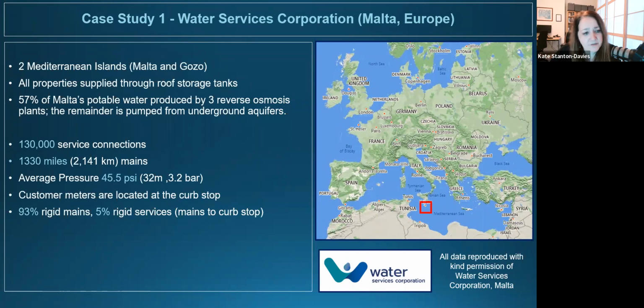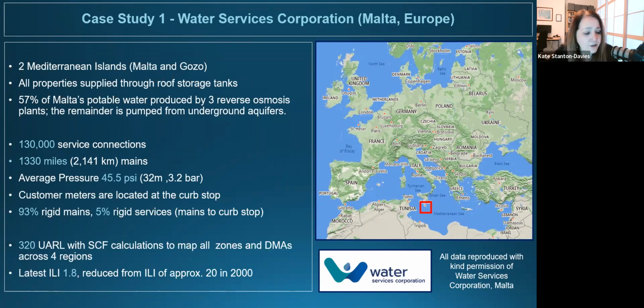The characteristics of this utility: 130,000 service connections, just over 2,000 kilometers of mains, with an average pressure of 32 meters, with customer meters located at the curb stop. 93% rigid mains, but only 5% rigid services from the mains to the curb stop.